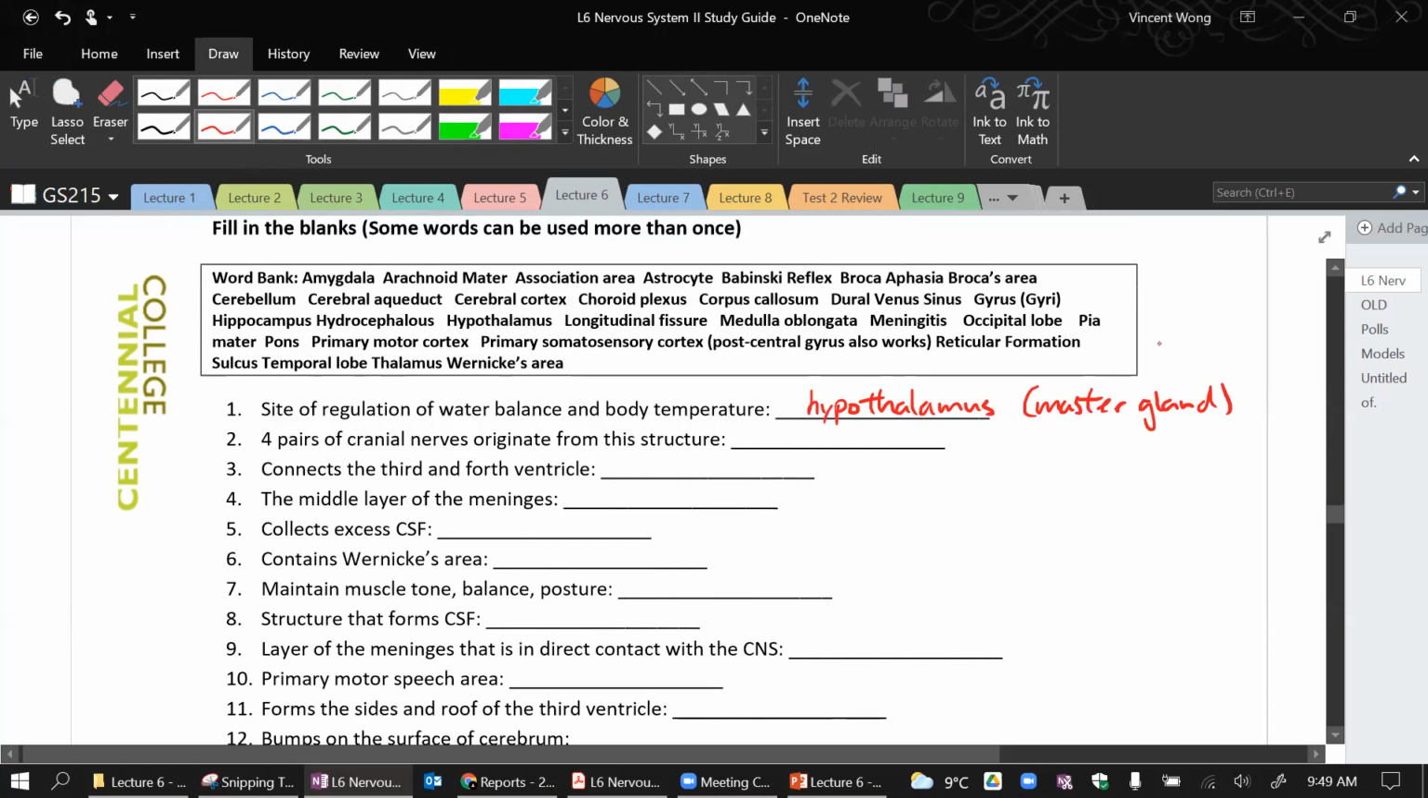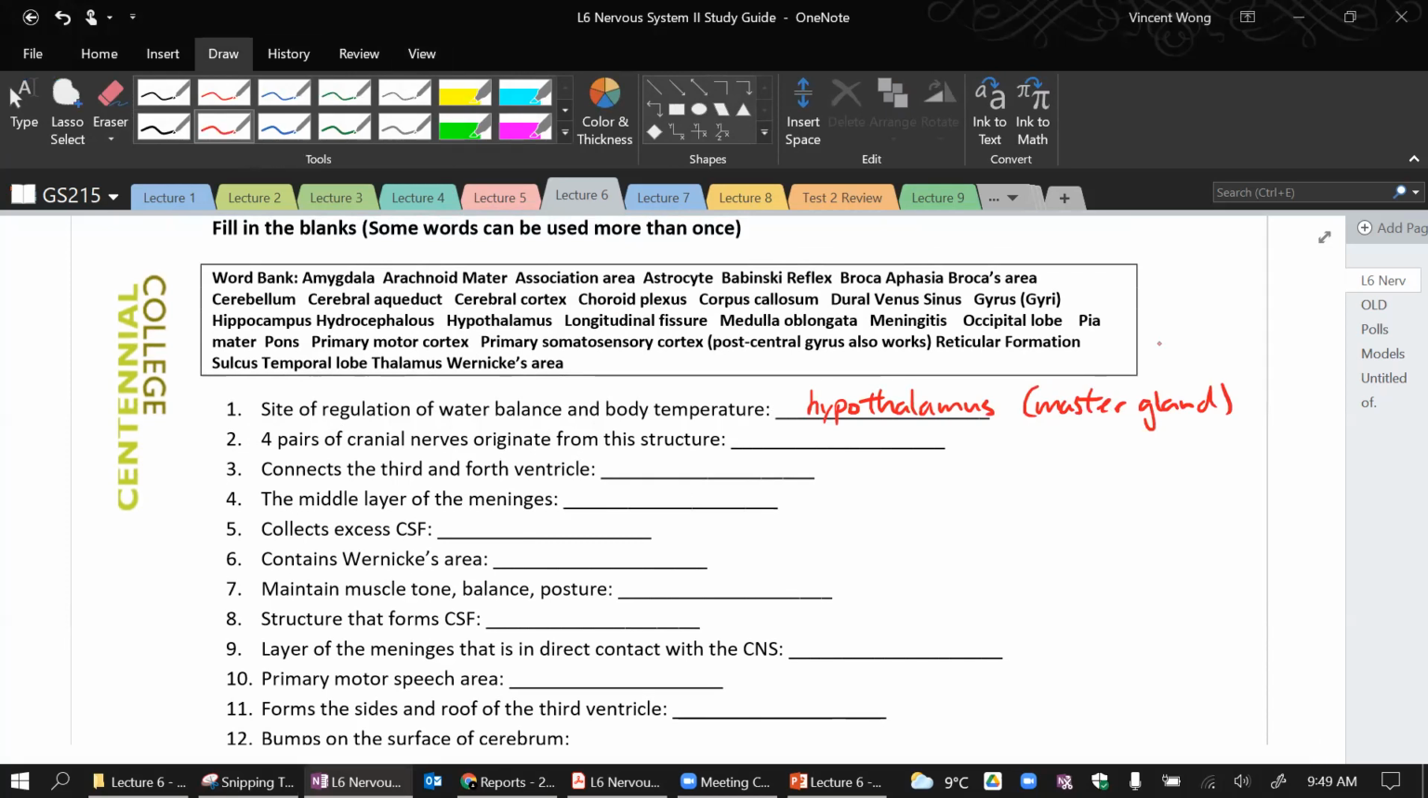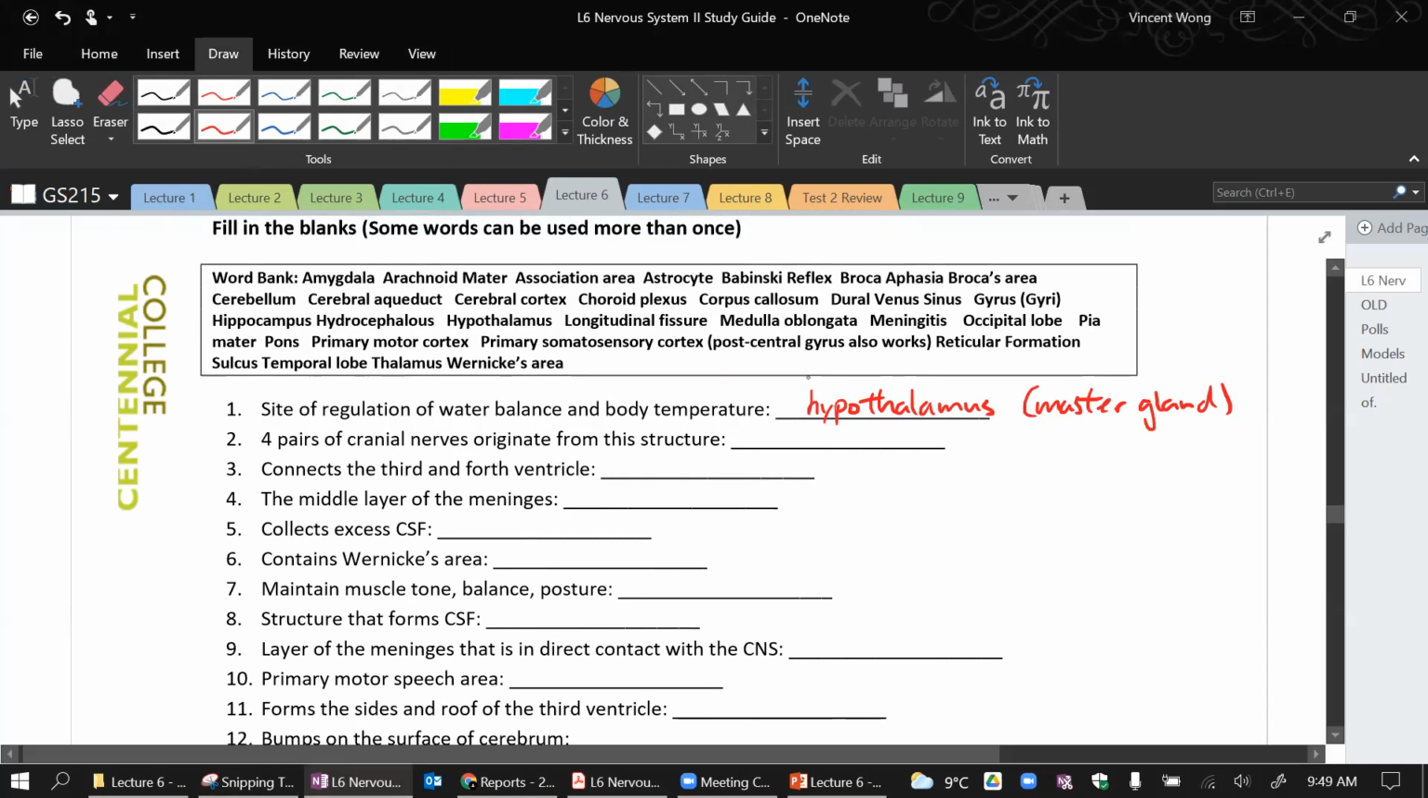We first heard about the hypothalamus in lecture 3, right? When we talk about fever, right? The prostaglandin is going to act on the hypothalamus to crank up the body temperature if you need to have a fever. 4 pairs of cranial nerves originate from the pons. Okay, so there are a total of 12. 4 of them come out from the pons. Pons means the bridge. It connects various parts of the brain together.